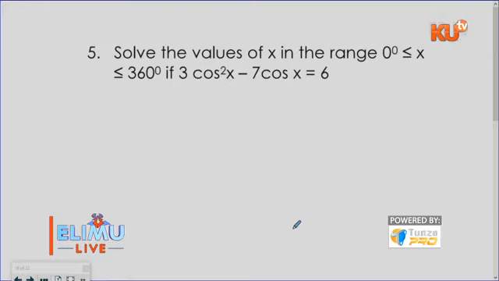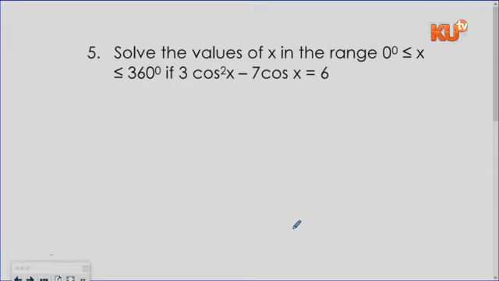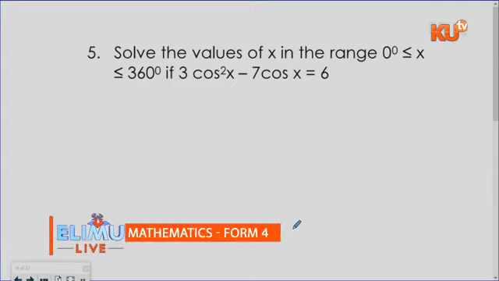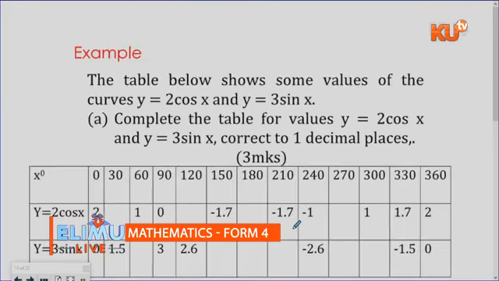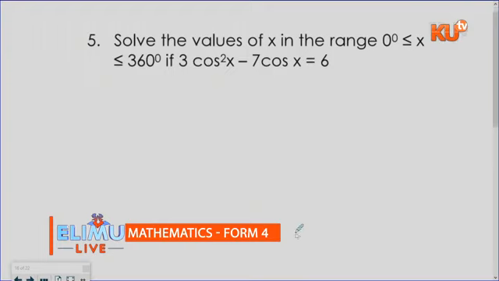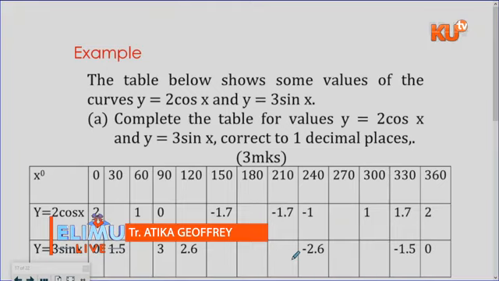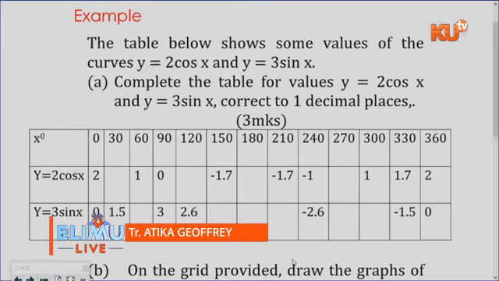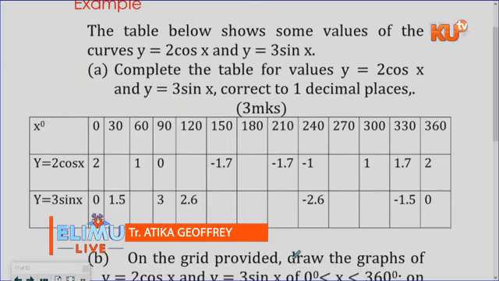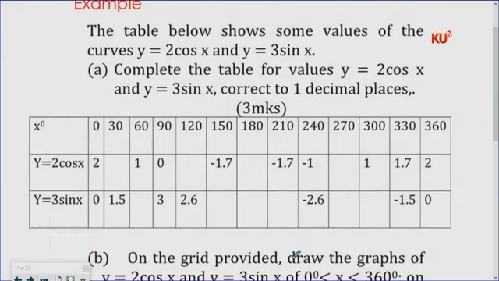There's another example here. Solve the values of x. The range of x is given from 0 degrees to 360 degrees if 3 cos squared x minus 7. I think this is the same as the other question that I'd given you. So our next example here is now the graph. Wow, very good question here, learner. This is our last example. I'll be spending much of my time explaining this particular question.